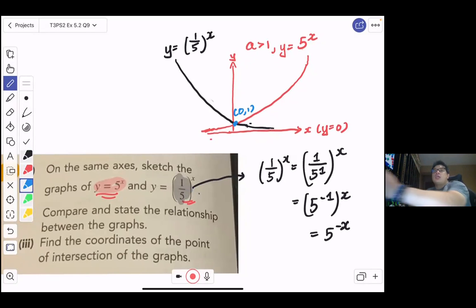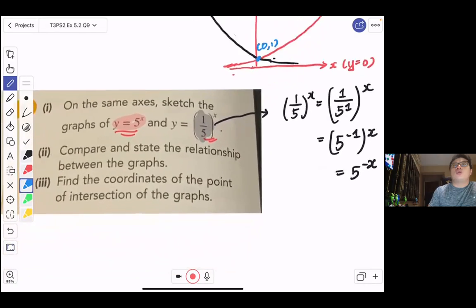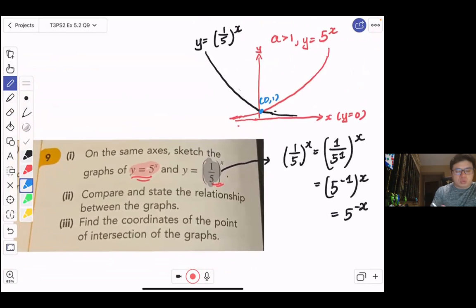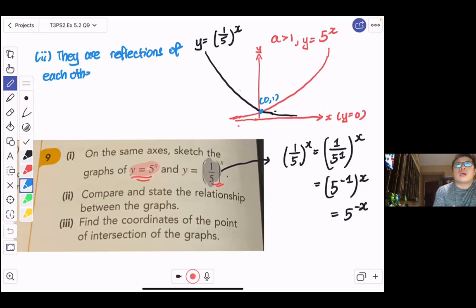Okay, so I think in part 3, they asked you to find the point of intersection. So we will go to that later. So what's the relationship between the two graphs? You can see that in part 2, basically they are reflections of each other about the y-axis. And with that, find the coordinates of the point of intersection. I'll leave it to you.